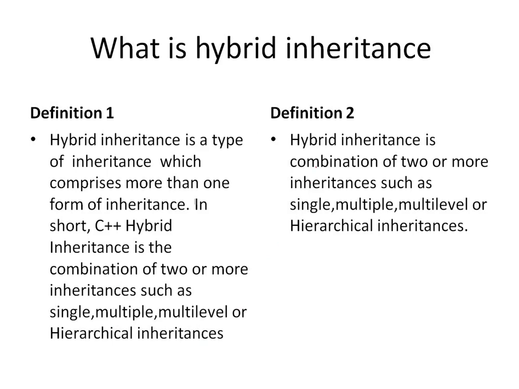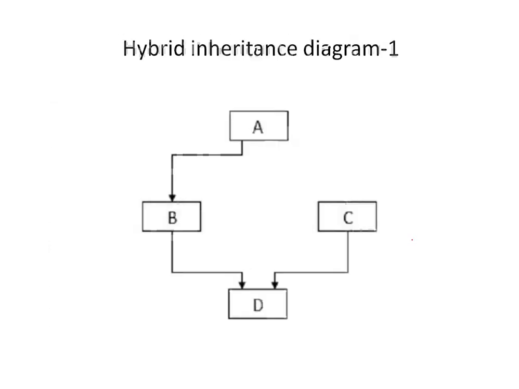Hybrid inheritance is combination of two or more inheritances such as single inheritance, multiple inheritance, multi-level inheritance, or hierarchical inheritance. Now let us go to next slide. Yes, this is the hybrid inheritance diagram 1.